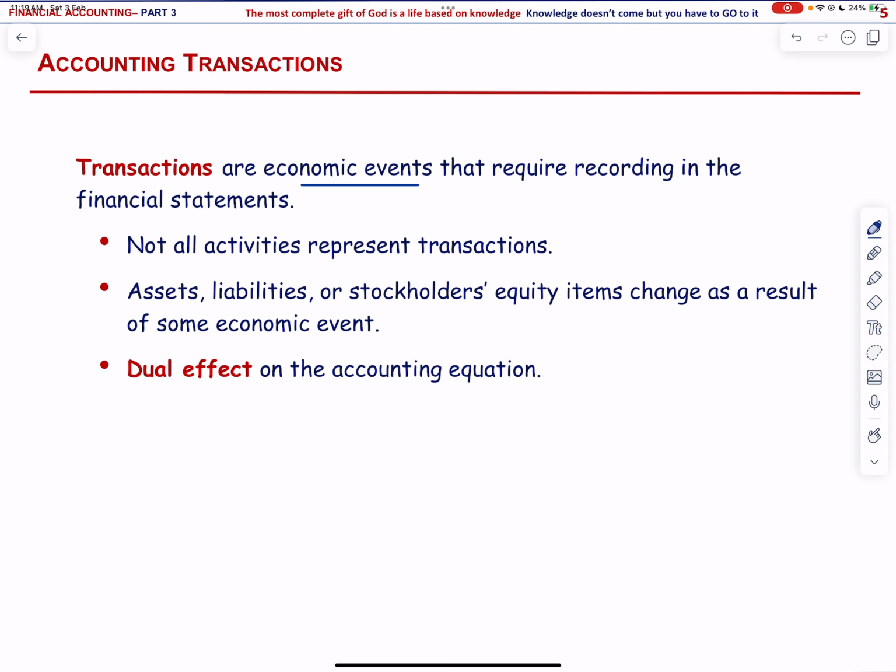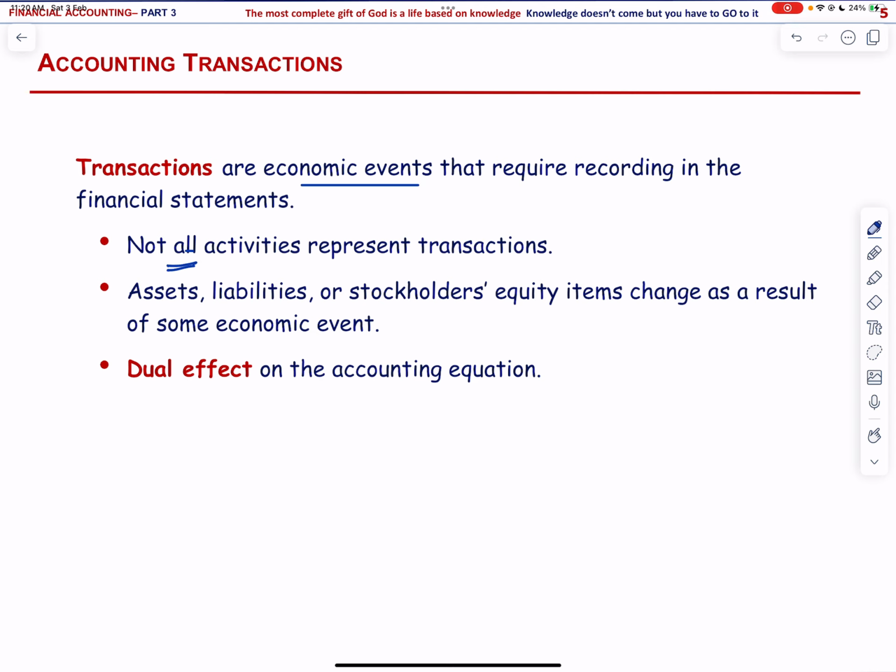For example, a telephone call received from customers or suppliers. We are receiving the call, so obviously this is not an economic event because we are not going to pay anything for that, or it is not going to affect the assets, liabilities, or stockholders' equity of the company. Not all activities represent transactions, as I told you just now, like receiving a telephone call or having a meeting with the employees or with the suppliers. Such activities are not going to be recorded as they are not economic events.